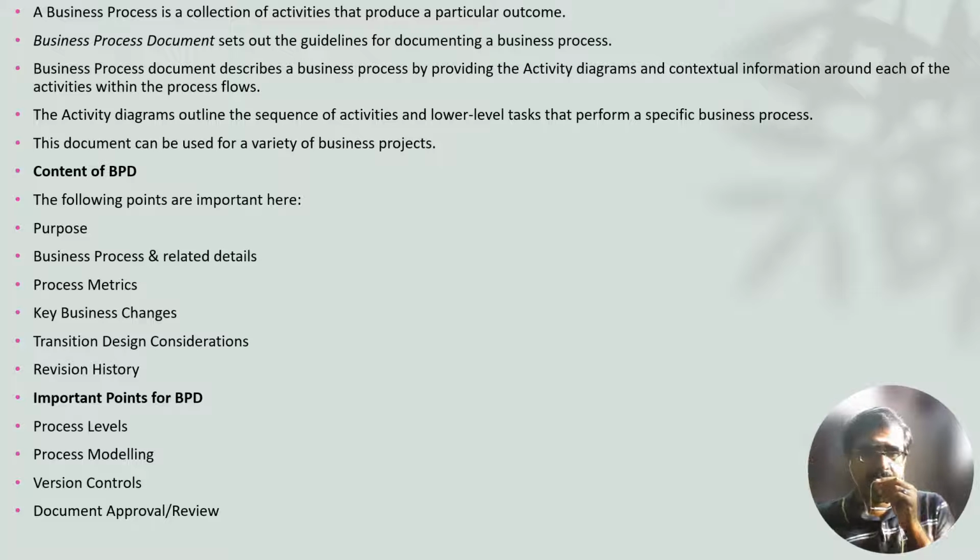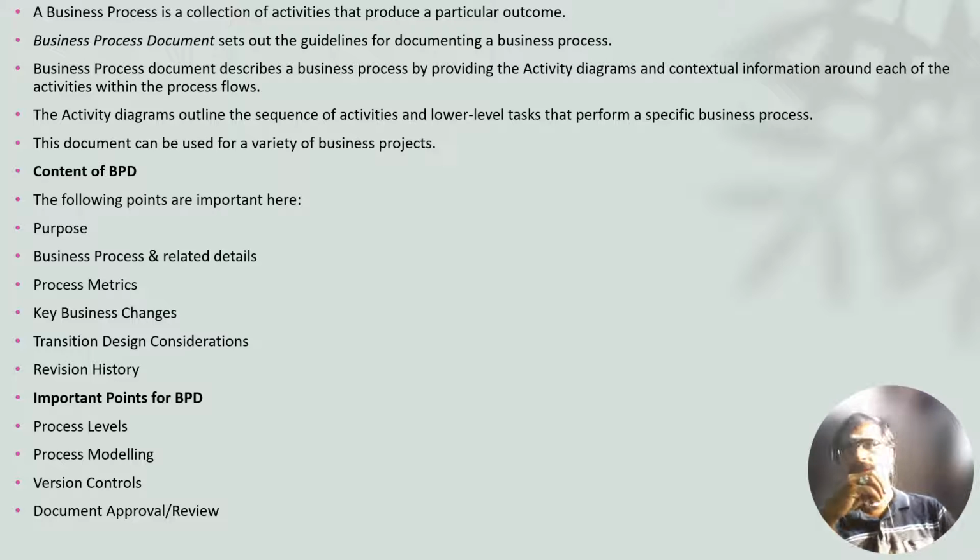So the activity diagram outlines the sequence of activities and lower level tasks that perform a specific business process. Normally a high level process or task will not perform any process. The lower level one will do the work, right? In the sense, the lower level, the micro or macro steps, will do the particular initiation of the business process. The higher level will just control. That is the biggest difference.